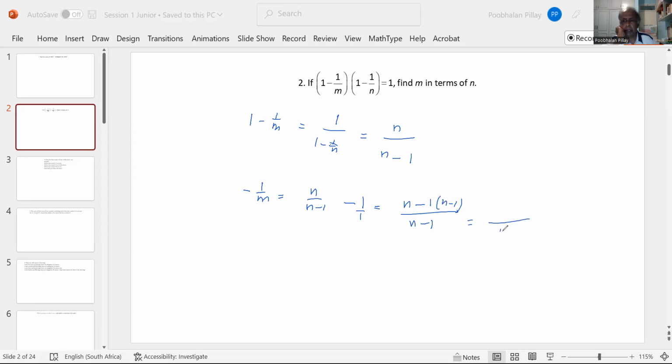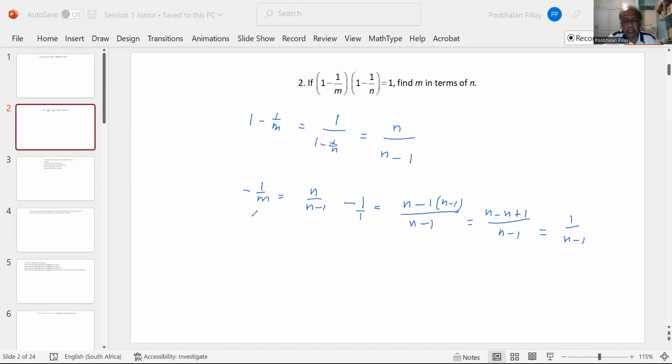And if you simplify that, remove the brackets, you get n minus 1 times n minus 1, minus 1 times n, minus 1 times minus 1 is plus 1. And again, you get rid of the like terms. N minus n is 0. So you got that. So therefore, you got negative 1 over m is equal to this. So how do you get m? Well, all you have to do is to turn it upside down.